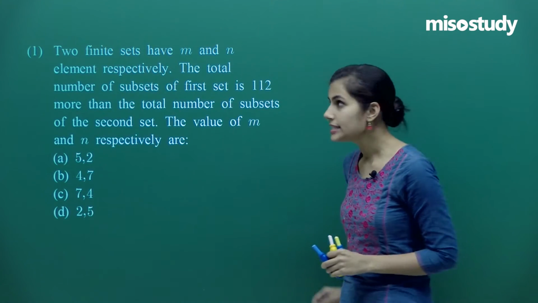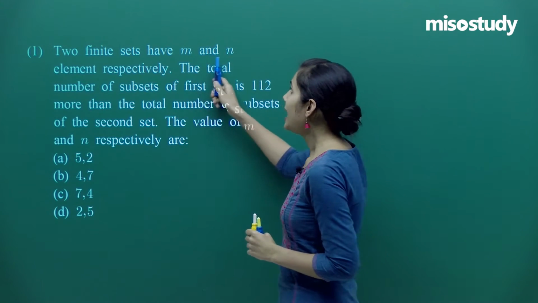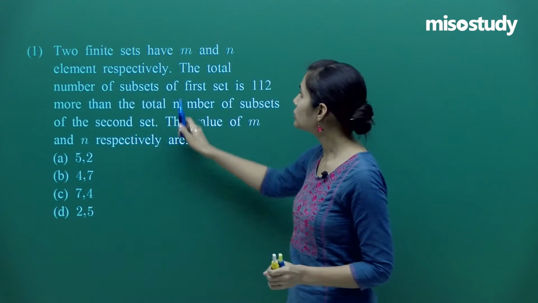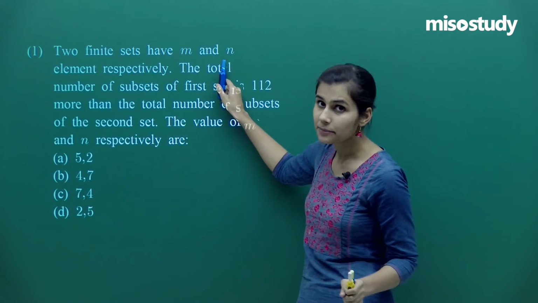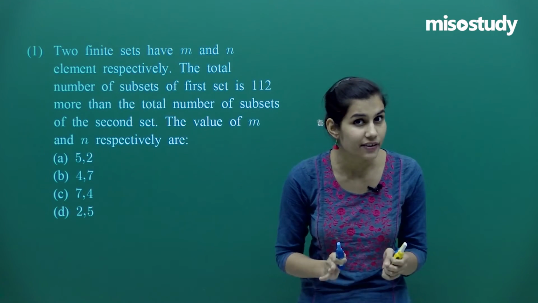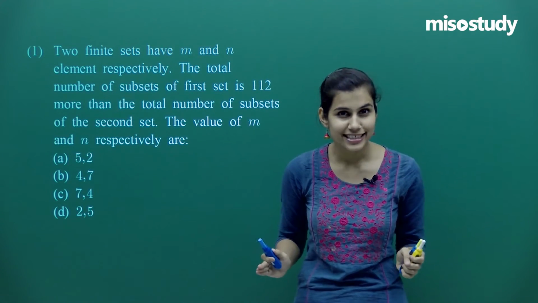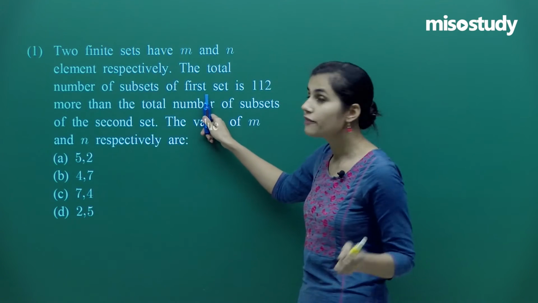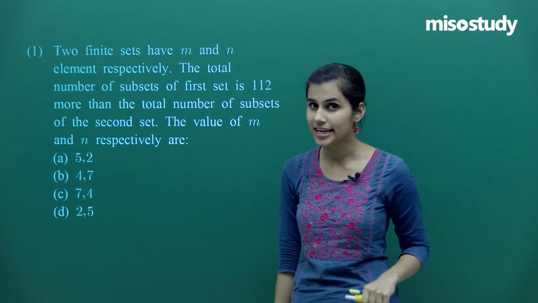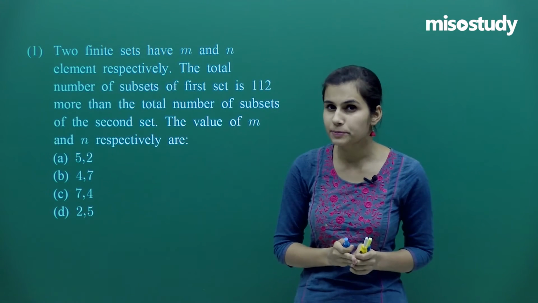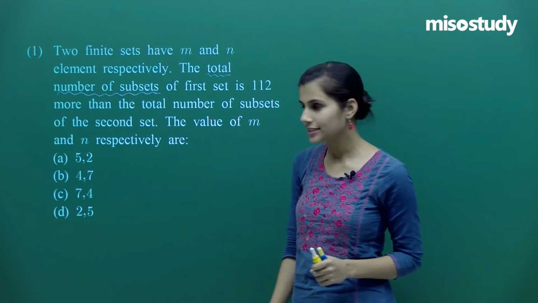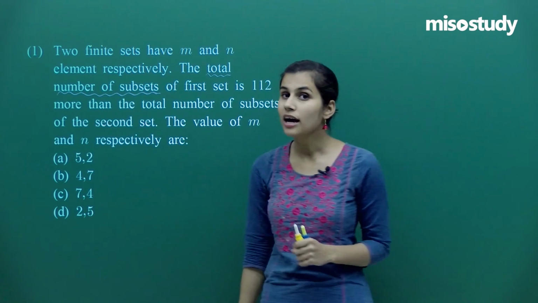The first question says, two finite sets have m and n elements respectively. That means the first set which you are going to consider has m elements and the second set has n elements. Both m and n are natural numbers and therefore both the sets in picture are finite sets, whereas m and n are their cardinalities. The total number of subsets of the first set is 112 more than the total number of subsets of the second set. In the entire line there is one concept being stressed, which is the total number of subsets of a set. The value of m and n is being asked.